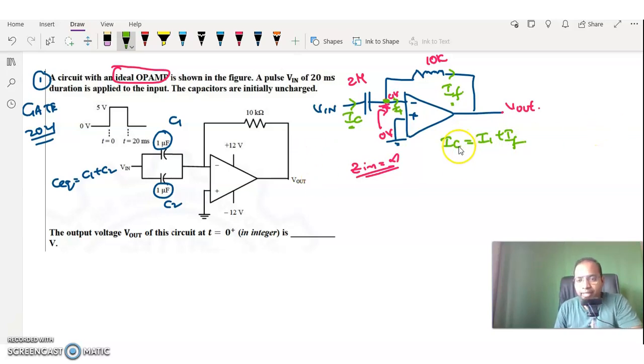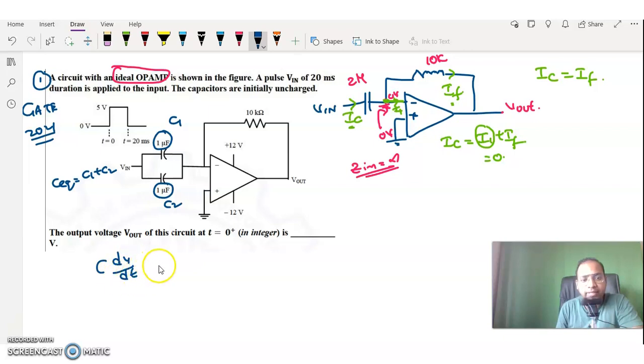So IC can be taken as I1 plus IF, and whatever the I1, the current which is going into the inverting terminal, this I1 can be taken as 0. Why are we taking this one as 0? Because the input impedance of this op amp is infinity, so definitely the current is equal to 0. And from this one, IC becomes equal to IF. That means the capacitor current becomes equal to the feedback current. Got it? So now the capacitor current means, here I can write that the capacitor current is equal to C into dV by dt. Correct?